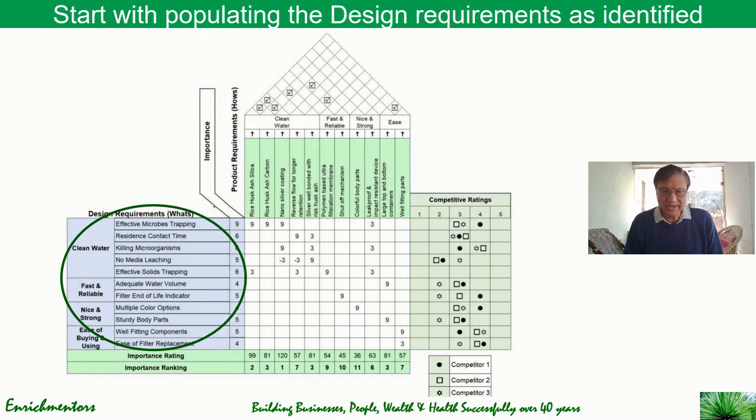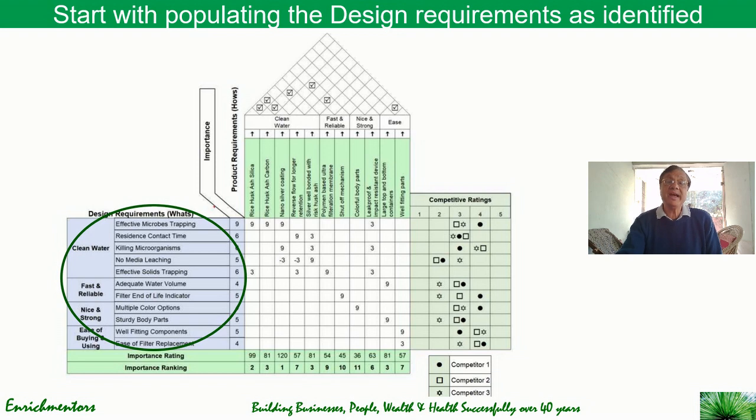We started QFD1 with the CTQs and came out with the design requirements. So here we start with the design requirements, which are the output from the previous QFD1, and we populate them on the left-hand side, the left-most room, so to call it. We also put the importance ratings that we determined in QFD1, and we populate that. So that is the first step.